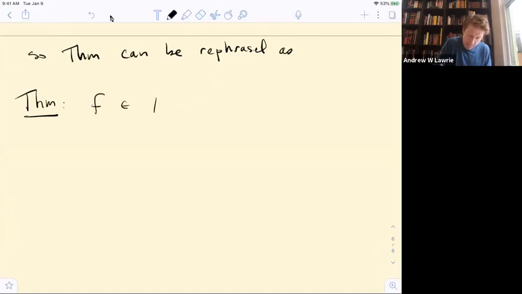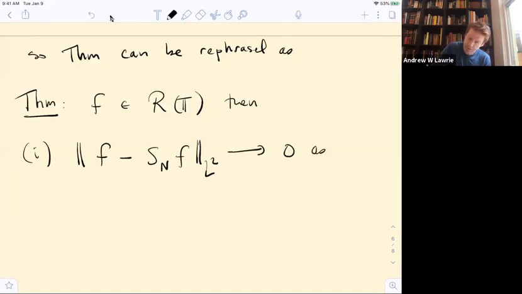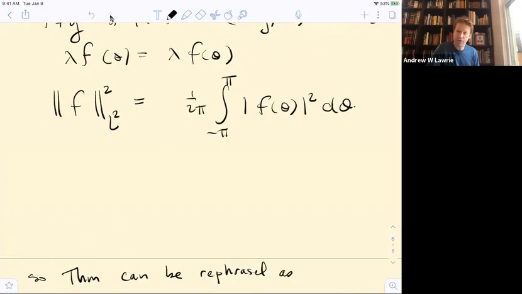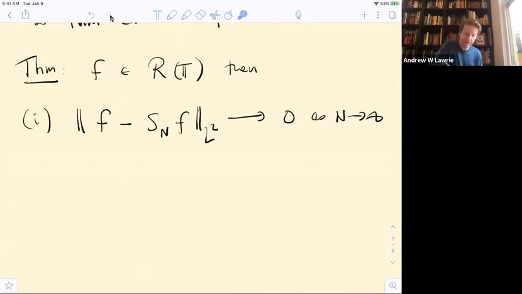If f is a Riemann integrable function on T, then 1, the L2 convergence result, is just that I have converged in this sense. This is the L2 norm of a function. The first part of the theorem was precisely this statement. And the second part, 2, is called the Parseval identity.